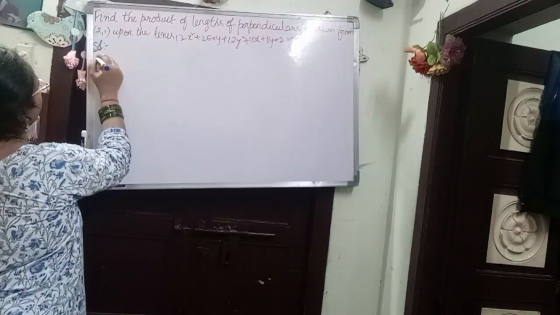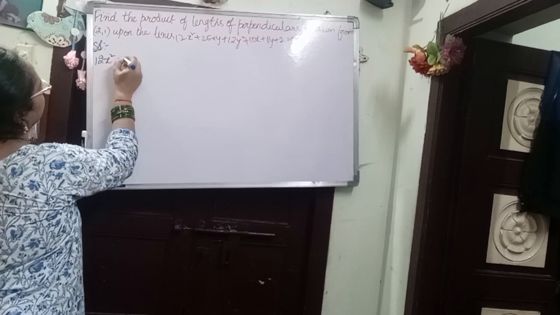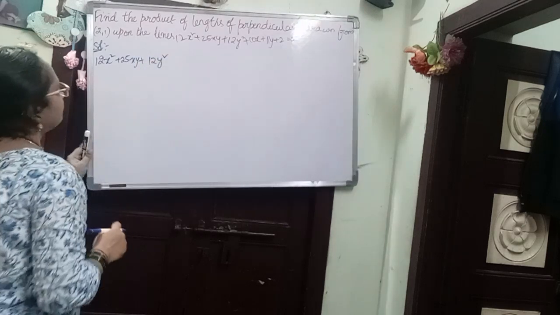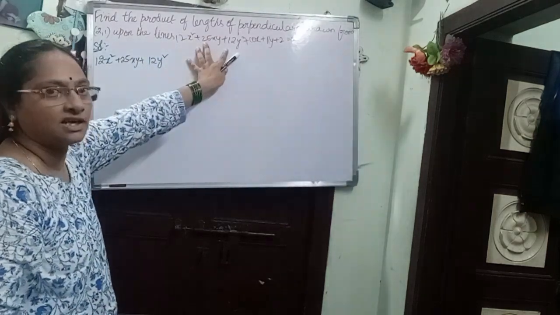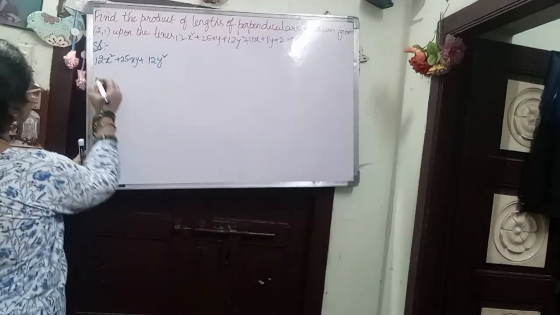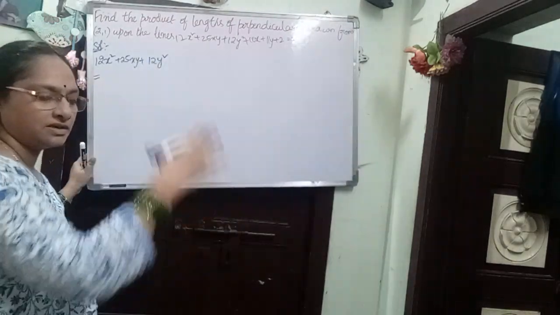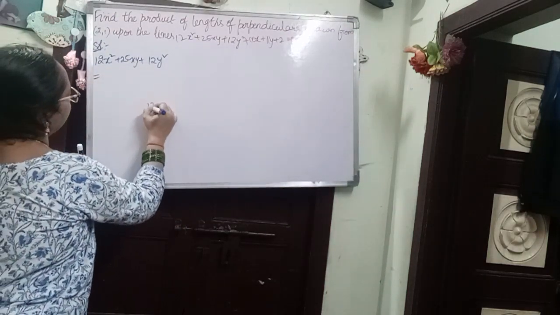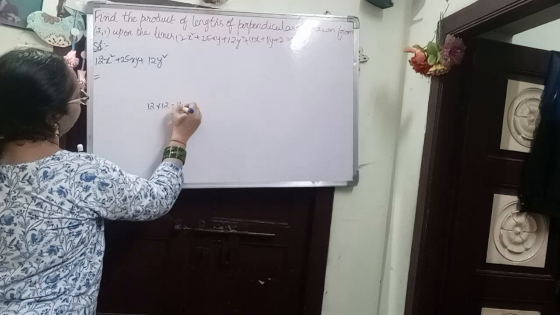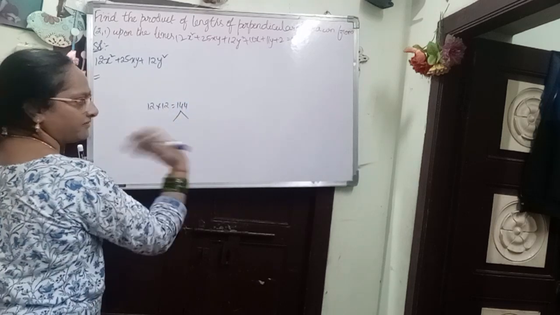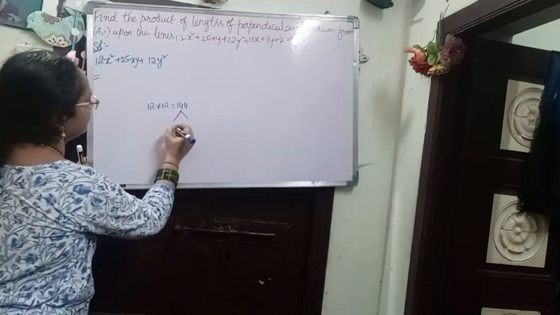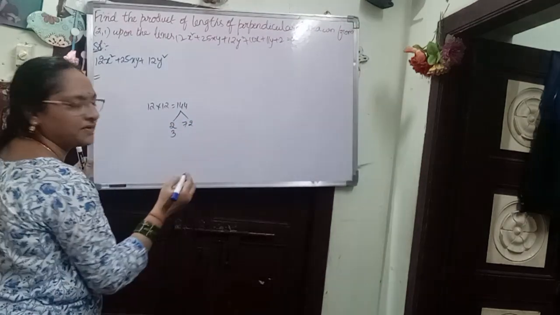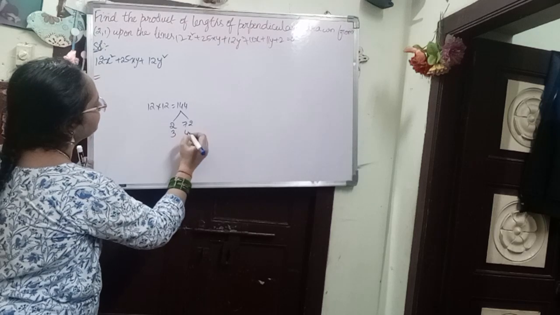First, take this equation 12x square plus 25xy plus 12y square. I am first using this equation to separate the two lines. Here, 12 into 12 is 144. For 144, you have to take more factors. If you take 2, you will get 72. If you take 3, you will get 48.